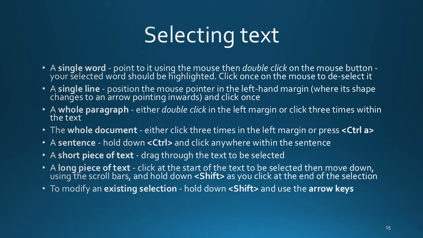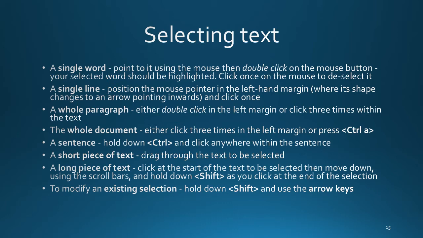Selecting text. A single word: point to it using the mouse, then double-click on the mouse button. Your selected word should be highlighted. Click once on the mouse to deselect it. A single line: position the mouse pointer in the left-hand margin where its shape changes to an arrow pointing inwards and click once. A whole paragraph: either double-click in the left margin or click 3 times within the text. The whole document: either click 3 times in the left margin or press Ctrl lowercase a.